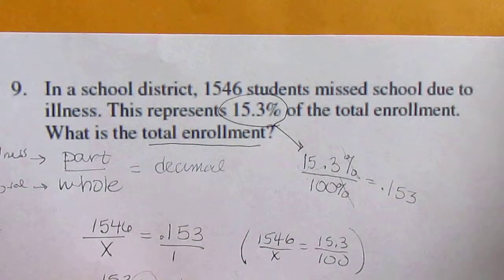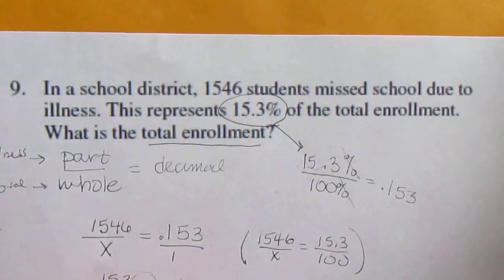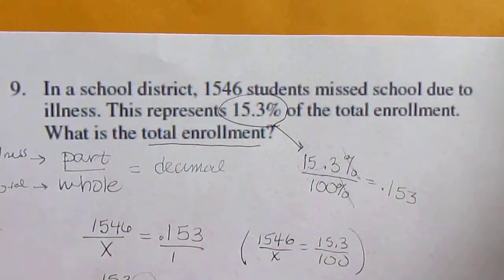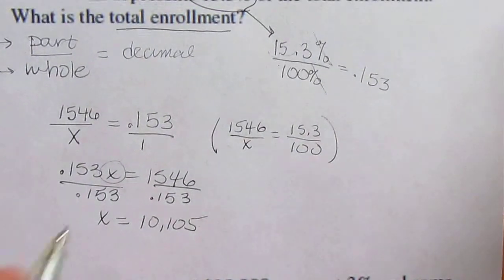On the left, we end up with x. And when we do this division, of course, on the calculator, we get 10,105. Now, what is 10,105? The total number of students.